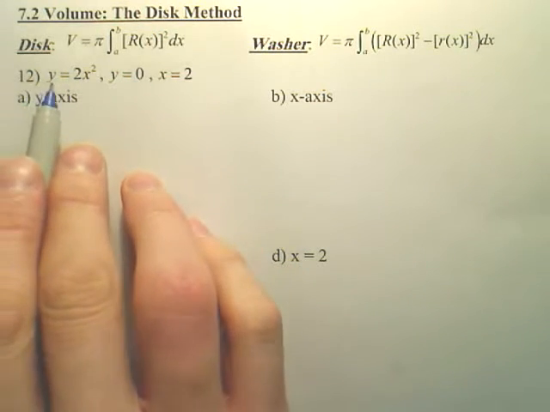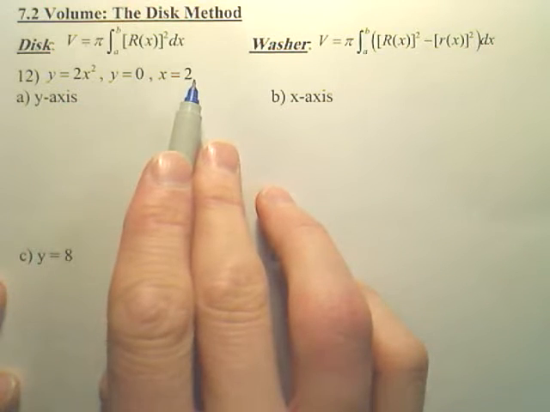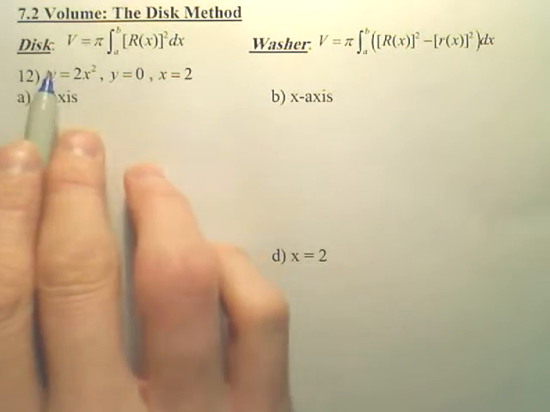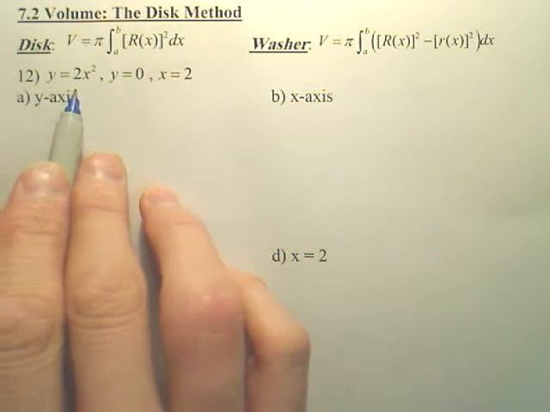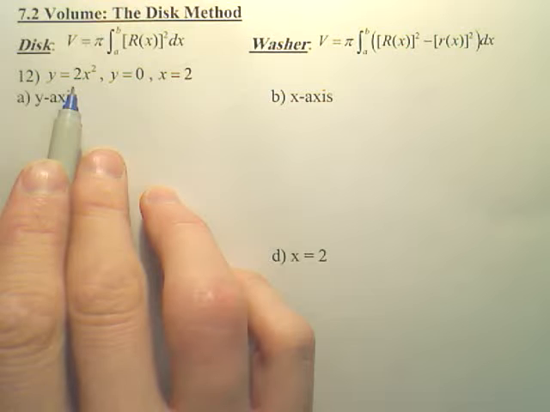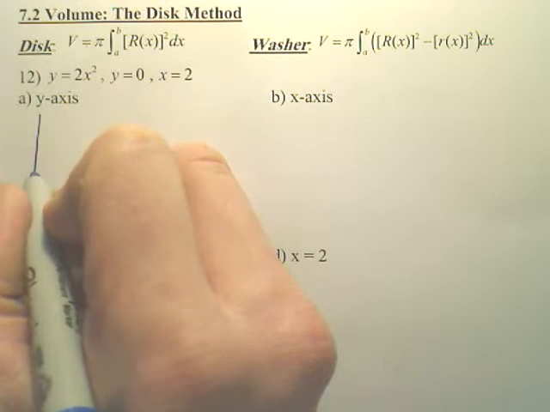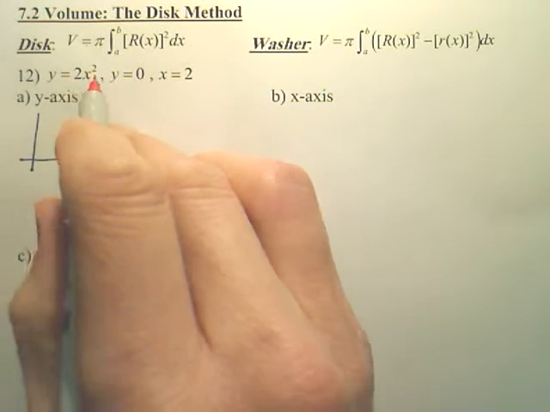Okay, if I want to find the volume using the disk method of the shape that's in the region engulfed by these three graphs, I want to find it and revolve it around the y-axis. The first thing that helps is to sketch it. Very important and usually very helpful to sketch it, or at least to think about what it's going to look like. So if we make a quick sketch of this, you should know the first equation, y equals 2x squared, is a parabola.